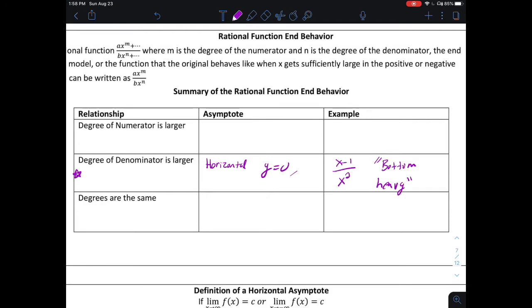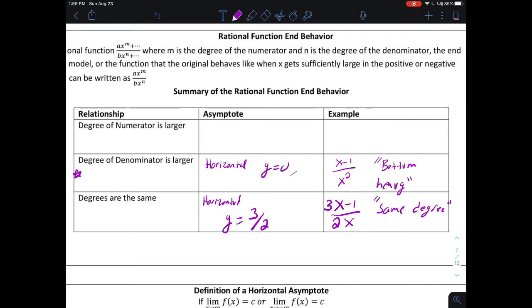If the degrees are the same, so if I had x minus 1 over x, same degree, it will also have a horizontal asymptote. And it's going to be the ratio of the coefficients. So actually, let me change this problem to be 3x minus 1 over 2x. So the horizontal asymptote would be y equals 3 over 2.